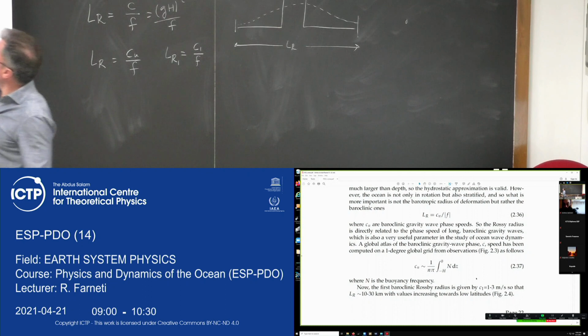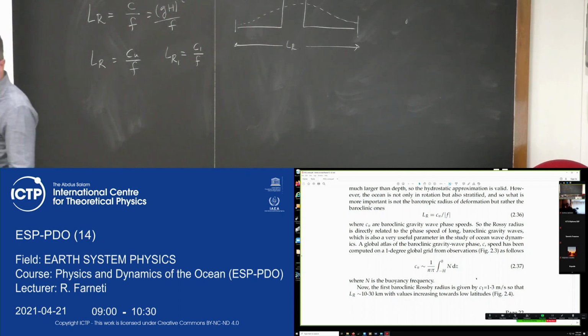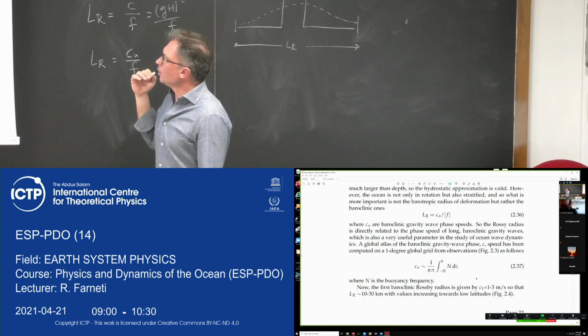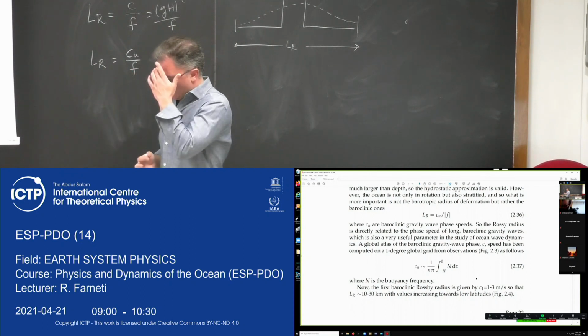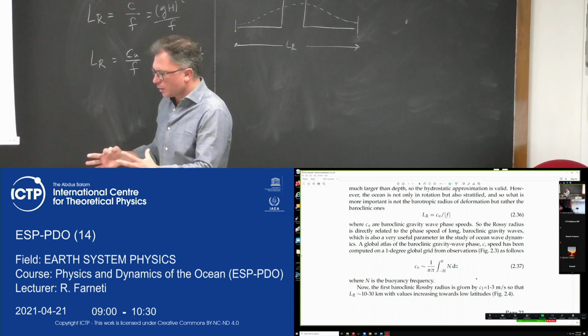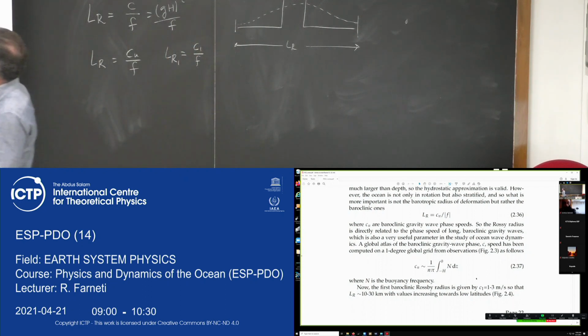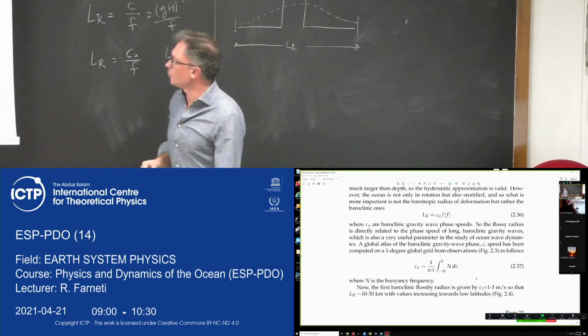But anyway, the Rossby radius of deformation in the ocean is extremely important to understand ocean dynamics and how oceanic features tend to organize themselves. And so what you do, you take the first baroclinic Rossby radius of deformation, which is given by the first gravity wave phase speed and f. You can compute the gravity wave phase speed from observations.